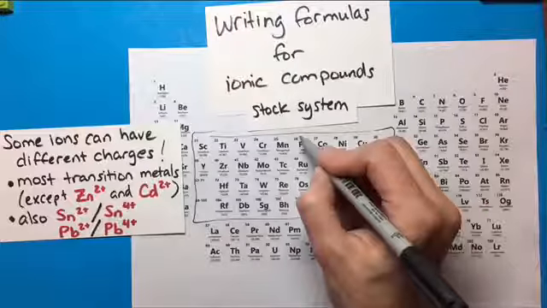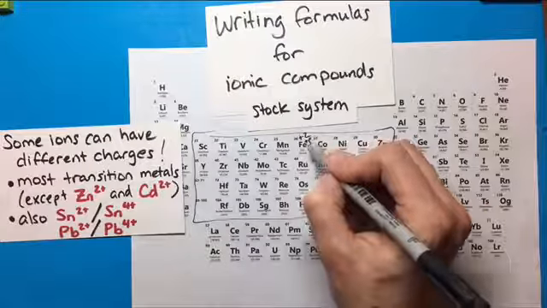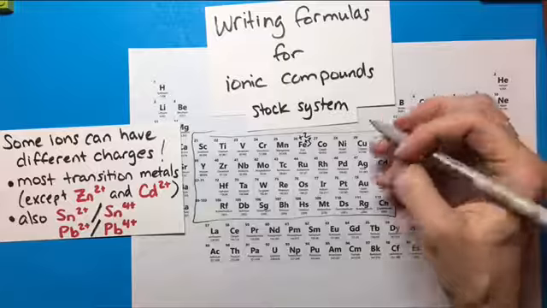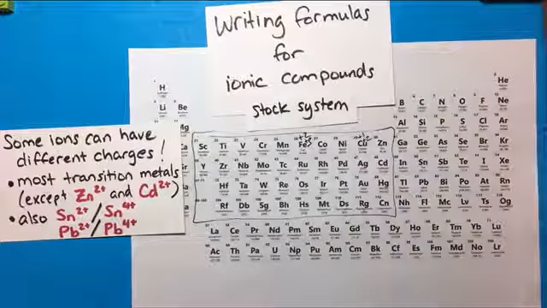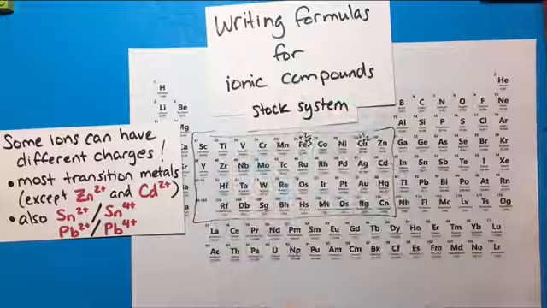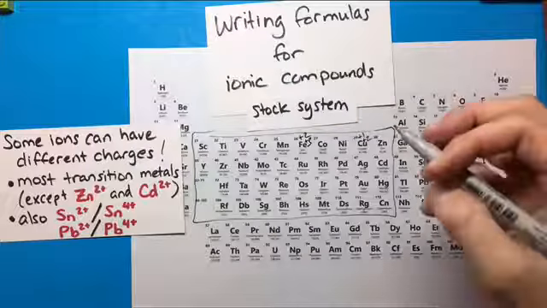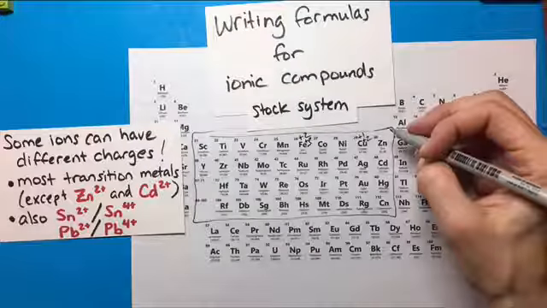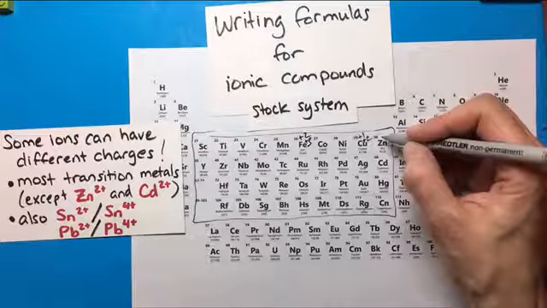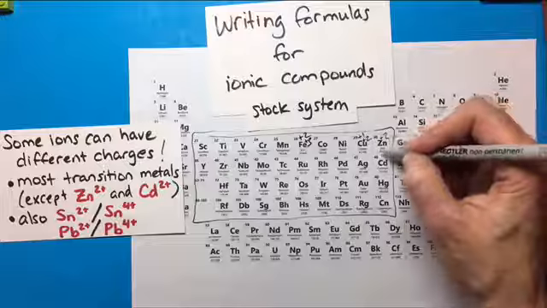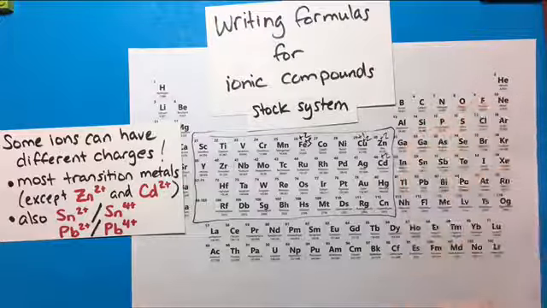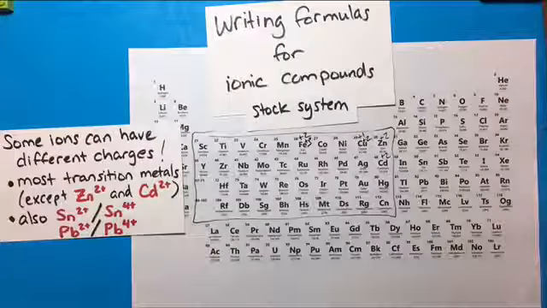For instance, iron can have a charge of +2 or +3. Copper can have a charge of +1 or +2. And so the expectation is that transition metals can have more than one possible ion. The exceptions to this rule are zinc and cadmium, which both form ions with a charge of +2. And that's the only ion that those elements form.